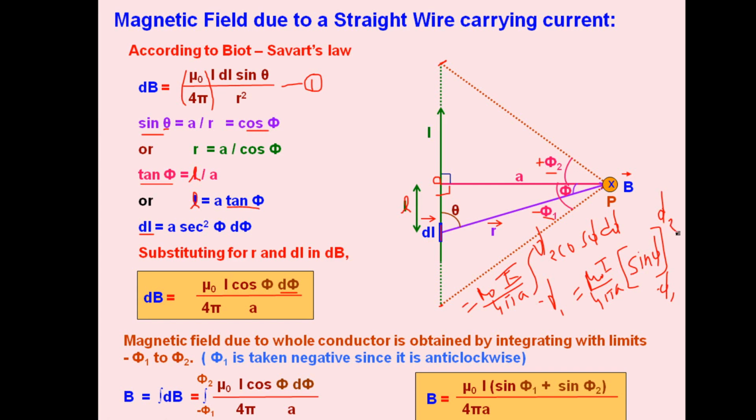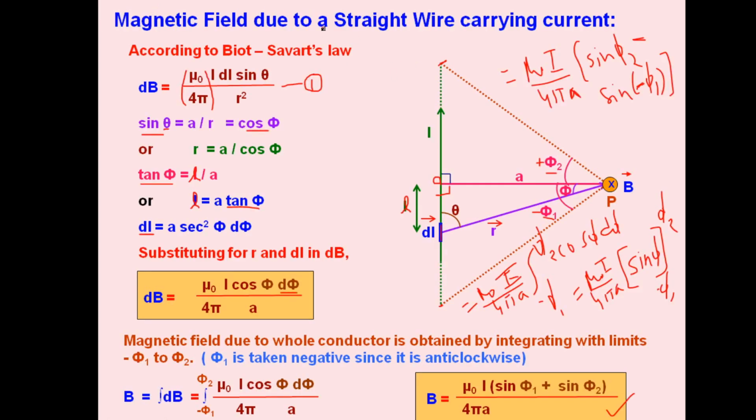So substituting the limits, we will get mu naught I upon 4 pi a, then sin phi is sin of the upper limit, sin phi 2, minus sin of minus phi 1. This minus can be taken outside, so with this minus it will become plus, and hence we get in bracket sin phi 1 plus sin phi 2, that we have written here. Okay, so this is the final formula which we have obtained. You can note it down if required.